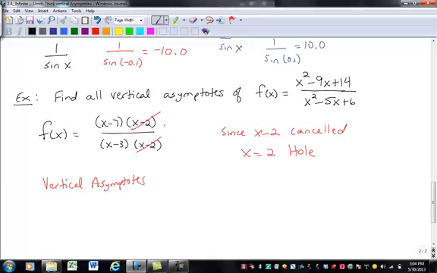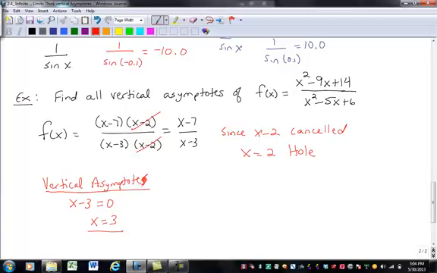So when I simplify this problem, this becomes x minus 7 over x minus 3. That's the same function as the one we started with, except the one we started with has a hole at 2. But in this case, there's really only one vertical asymptote. It happens where x minus 3 turns out to be 0, because we can't have a 0 in the bottom. The vertical asymptote happens at x equals 3, because that's the one that didn't cancel.